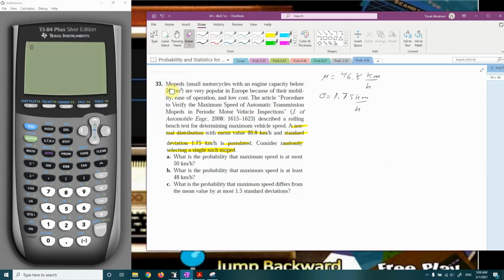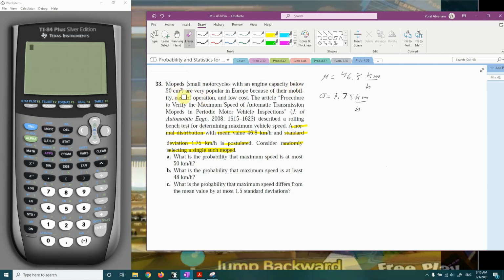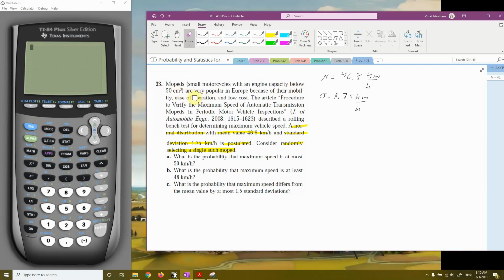In this case, it talks about mopeds, small motorcycles with an engine capacity below 50 cubic centimeters, and they are very popular in Europe because of their mobility, ease of operation, and low cost. The article describes a procedure to verify the maximum speed of automatic transmission mopeds in periodic motor vehicle inspection. That's where they got that from. So please don't get confused or worry about all this background information. The important stuff starts right here.